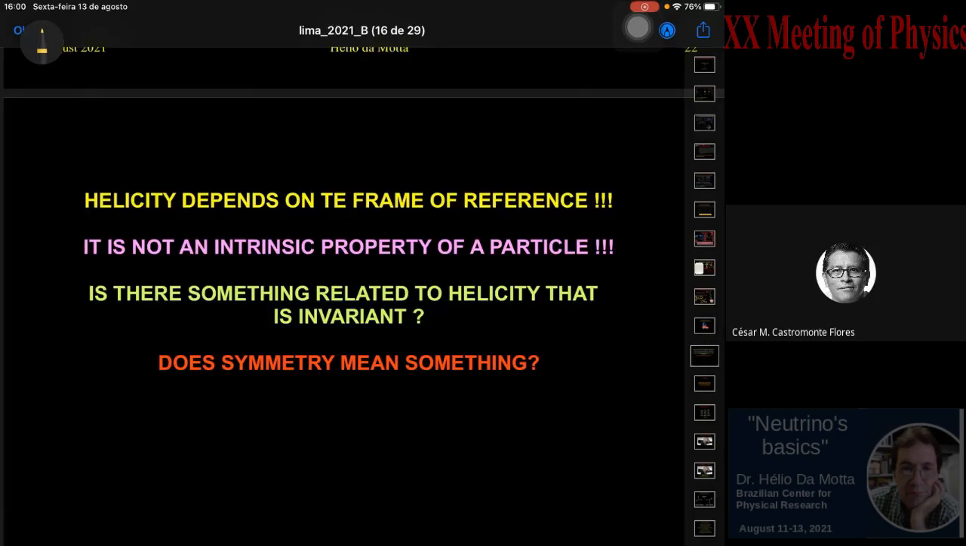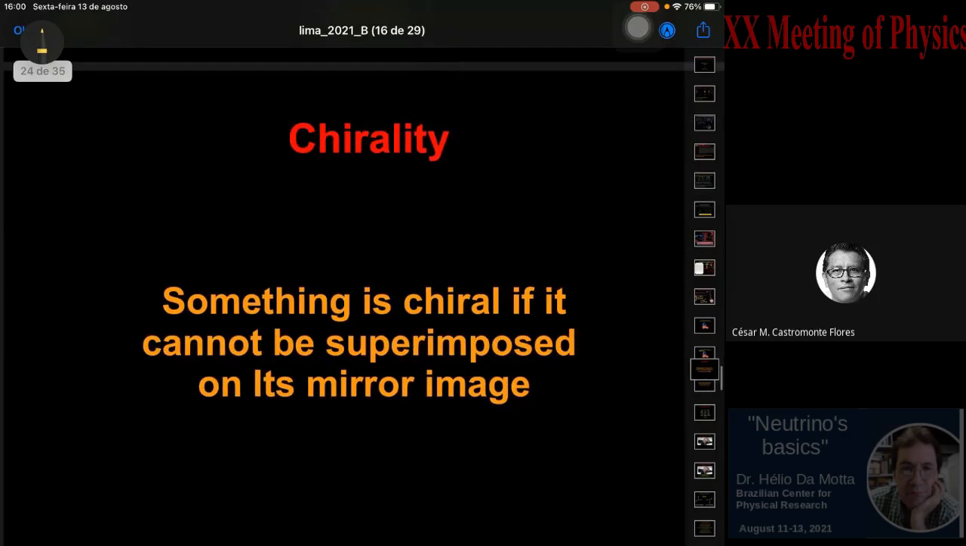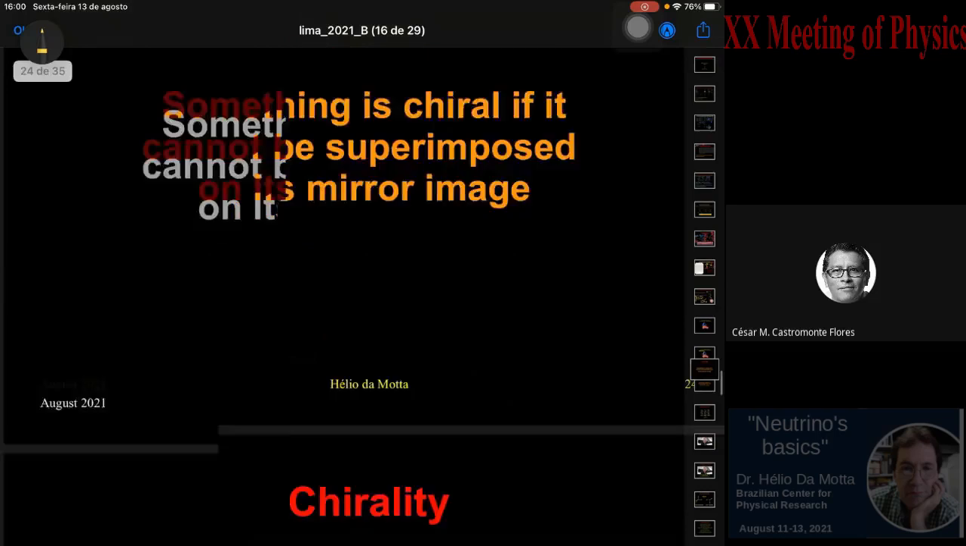But is there something that could be a little bit related to helicity that's invariant? It doesn't change with position? If the symmetry means something, that doesn't really matter, this thing. We're just wasting time. So then we have to talk about chirality, a chiral. Something is chiral if it cannot be superimposed on its mirror image. Very strange, right?